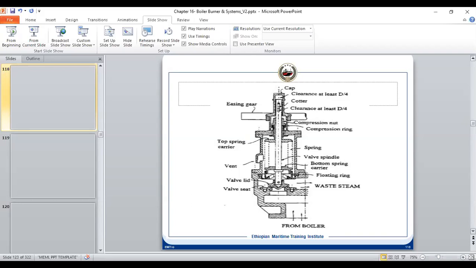No, he said draft of the ship. I thought he said draft of the ship. I mean, maybe he misunderstands the draft for the air and the draft for the ship. Oh, okay. Yeah, if your FD fan is not performing well, obviously your combustion will get badly affected.